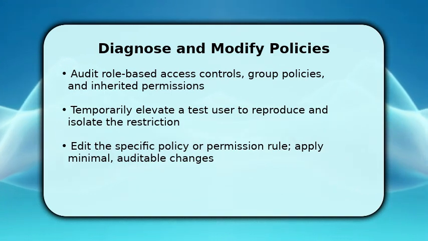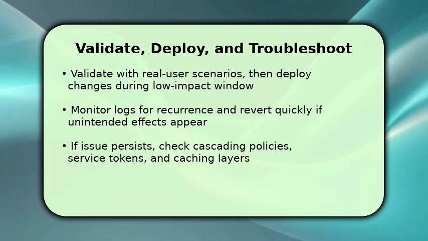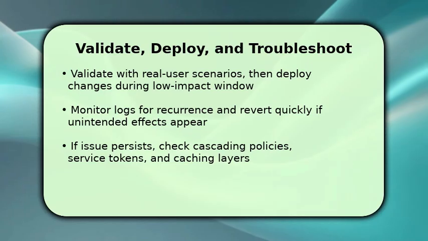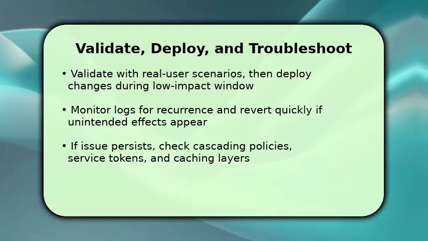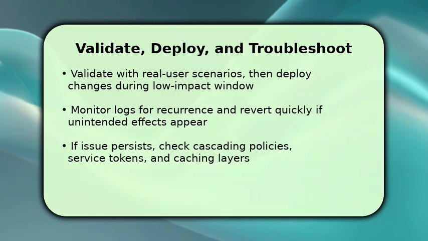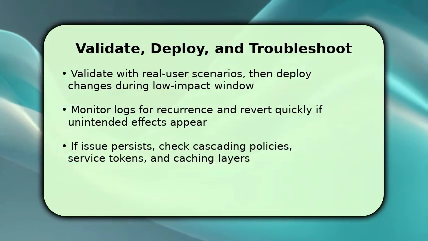Finally, validate your fix by running real user scenarios and confirming the action now completes. Deploy the change during a low-impact window and monitor logs and metrics for unexpected side effects. If you see problems, revert to the rollback point immediately and reevaluate.